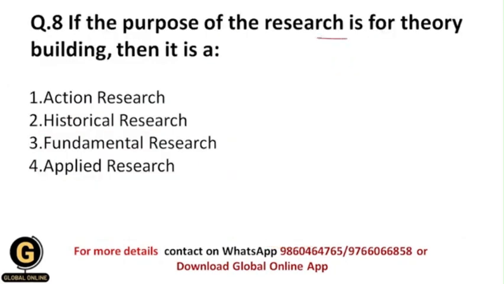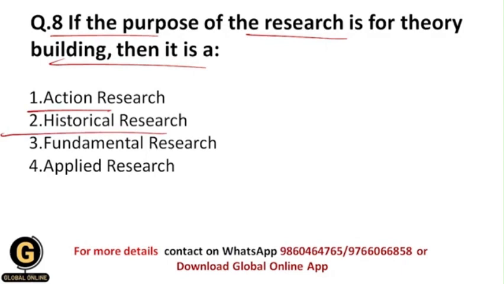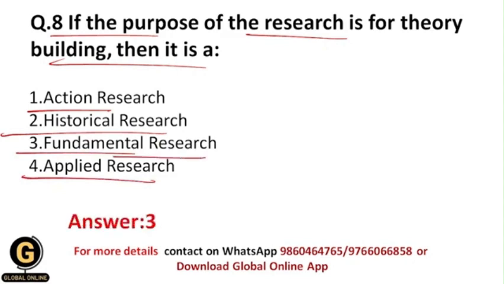If the purpose of the research is theory building, then it is a... So if any kind of research has the purpose to develop a theory, then obviously what is that research? Whether it is action research, historical research, fundamental research, or applied research. Obviously, students, the correct answer is fundamental research. As I have told you in this video, within fundamental research we formalize the theory. Our main aim is theory building, and this is the ultimate purpose of fundamental research. Okay, that's why here the correct answer is 3.